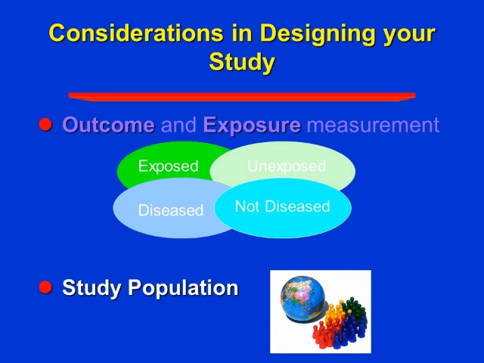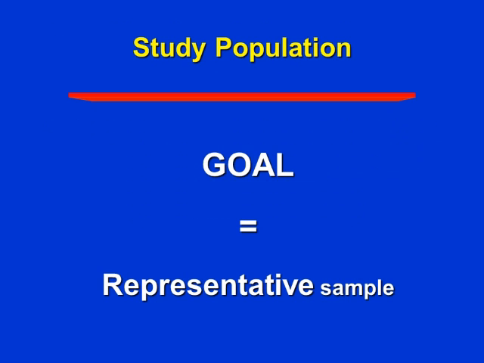The final consideration in designing your study is your study population and how you select people into your study. The ultimate goal of study population selection is really to get a representative sample of the population. If that is a clinic population, you want a sample of all of the types of people that come to that clinic. If you're doing a population-based study, you want to get a representative sample of every single individual in that population.